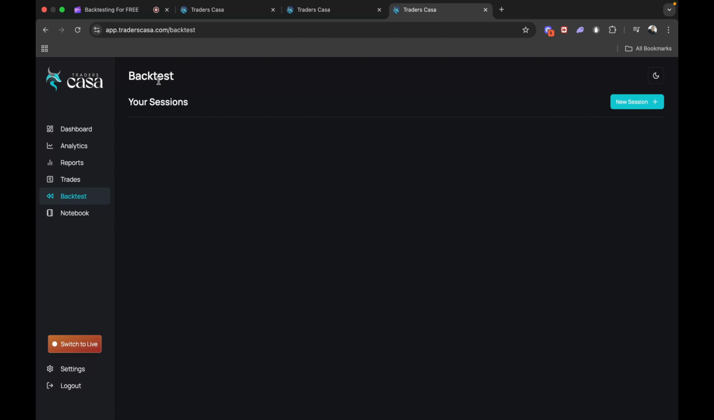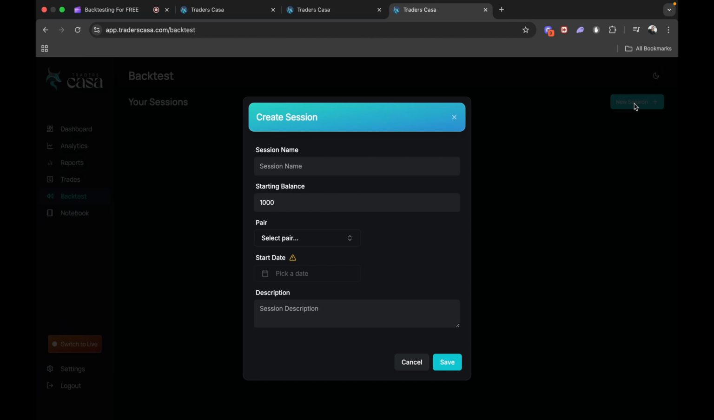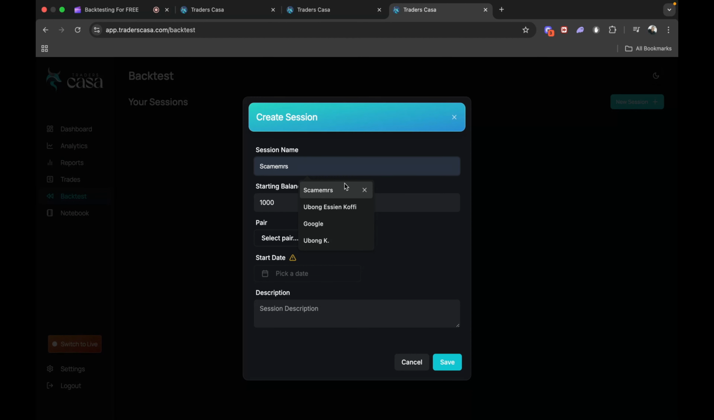Now once you click backtest, you can see I'm already in the backtest section. You come to where it says plus new section. Now you want to add the pair which you want to backtest. So for the section, we could call it any name. Let's say we want to backtest USD JPY. So you can write that in the section name.